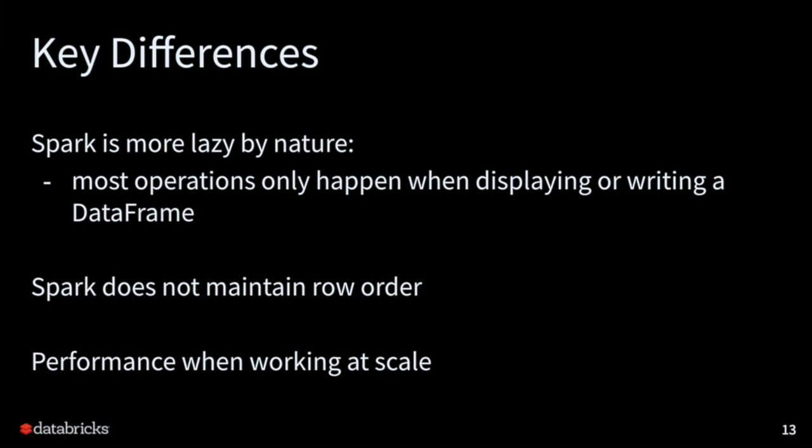Another big difference comes from the distributed nature of Spark, in which Spark does not maintain the order of the rows. Pandas essentially behaves as an array of rows, while Spark thinks of all its data as simply being a bag or a multi-set of rows. Because of that, there's no natural ordering of the data. And finally, there are, of course, differences if you want to work at scale.